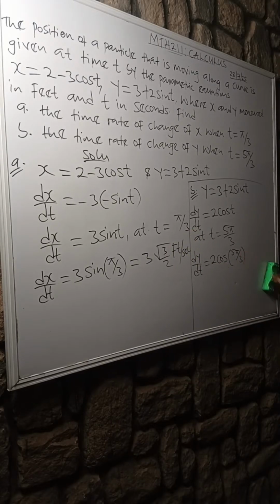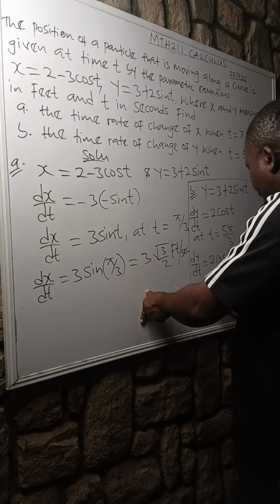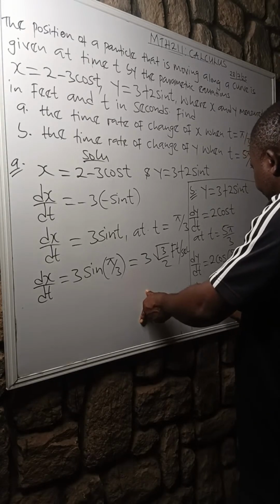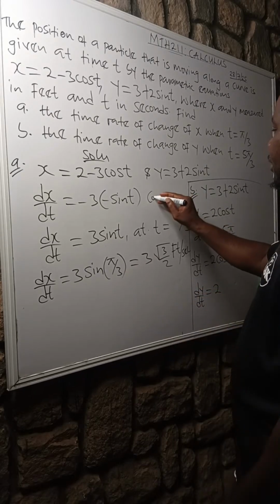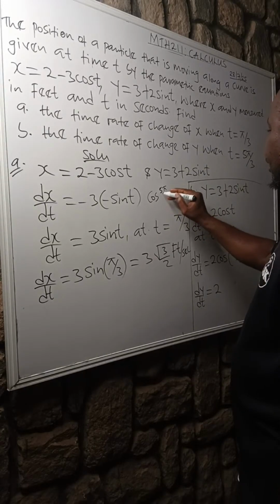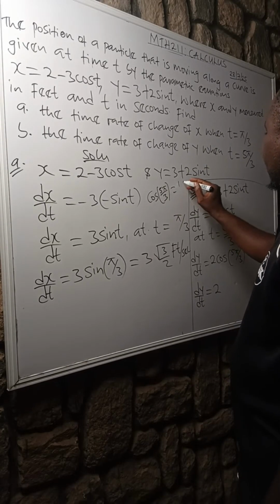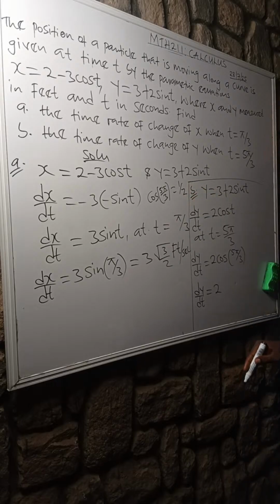Then, so here, look at this. Cos 5 pi all over 3. Cos 5 pi all over 3 is half. So dy all over dt is equal to 2 times cos 5 pi all over 3, which will give us 1 all over 2.